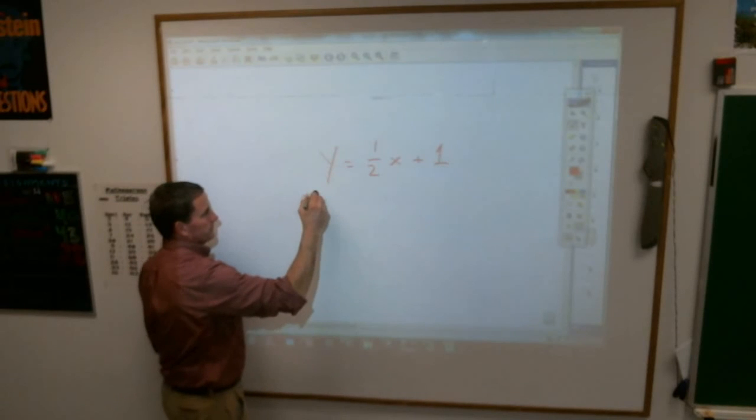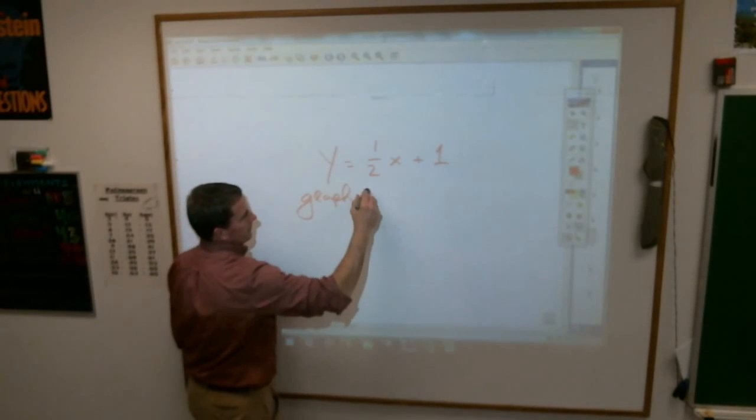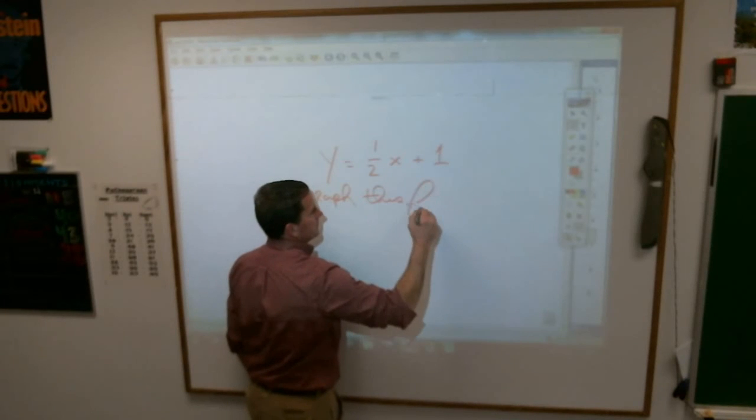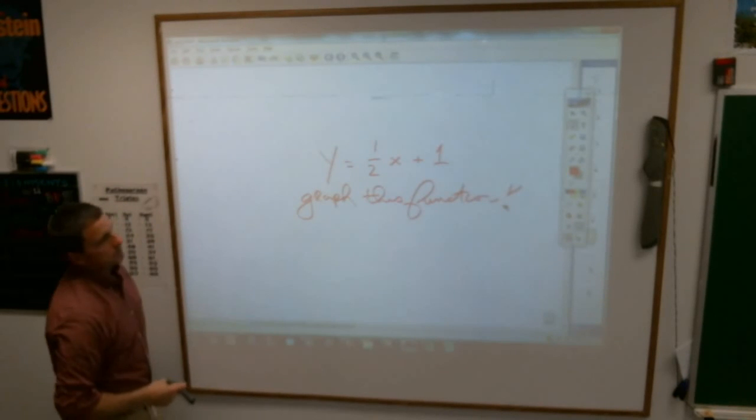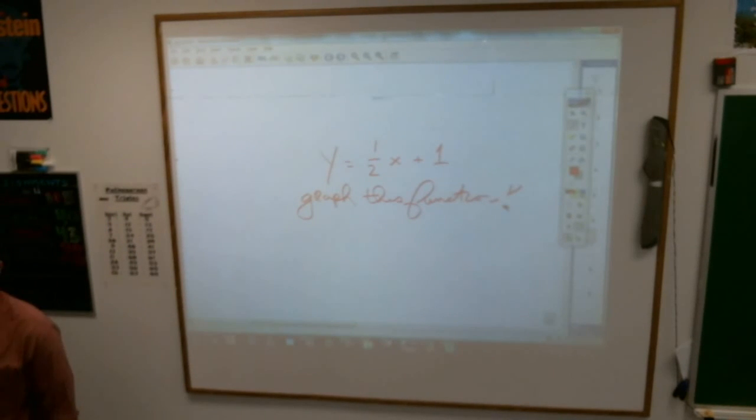Graph this function. Which means you're going to have to make a table. You're going to have to pick your own x values, just out of the air. Put those x values in and find the output y values. Plot those points and graph. Feel free to start now, Mitch.